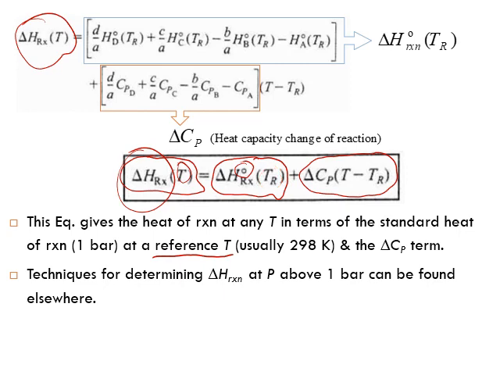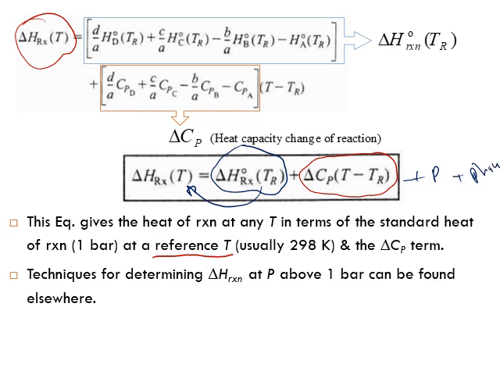Maybe this value was calculated for a reaction in the liquid phase. But when I go up to T, from TR when I go up to T, now all the reactants and products are in the gas phase. So I need to add a correction for the phase as well.